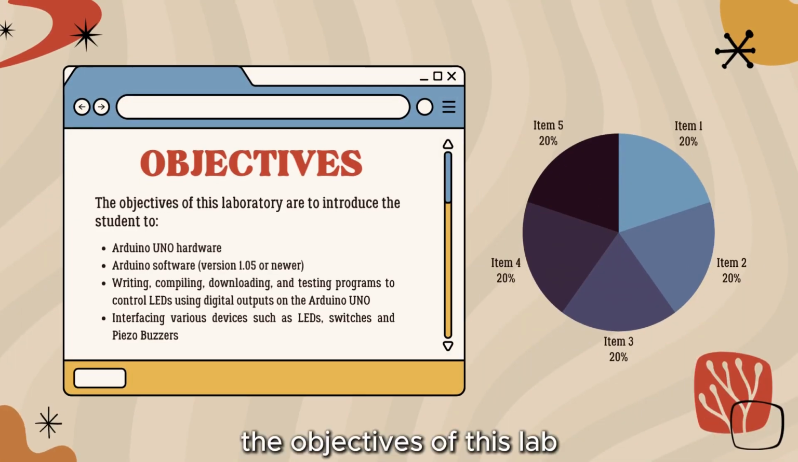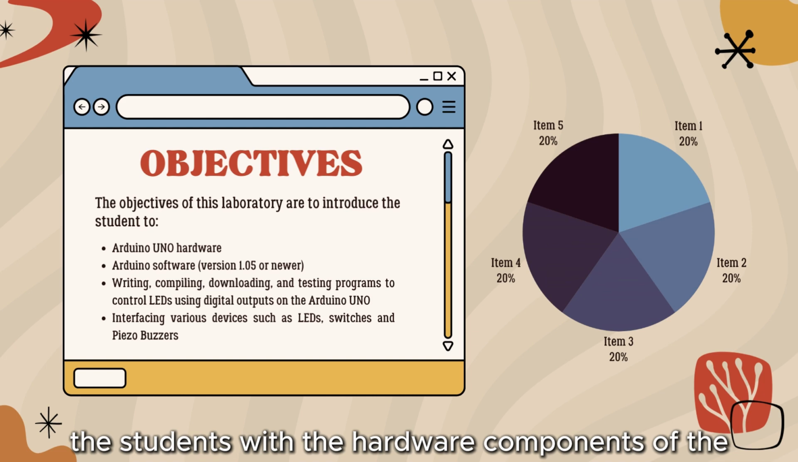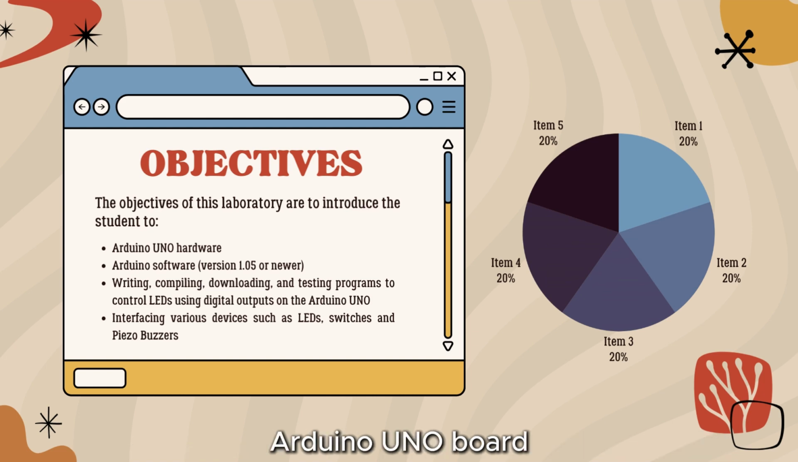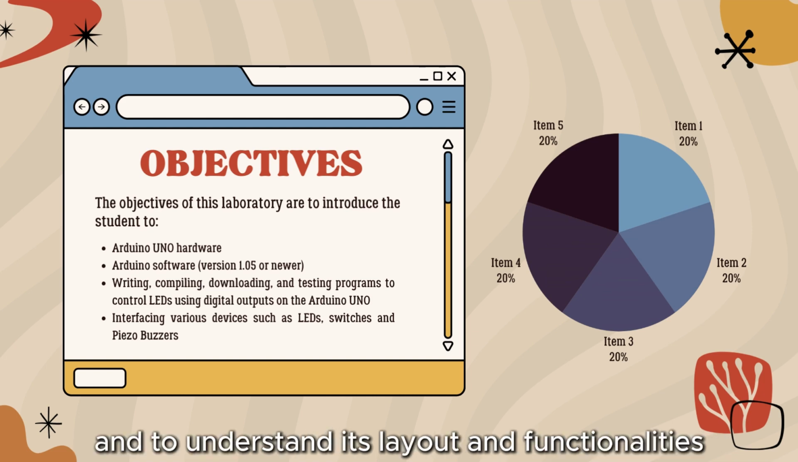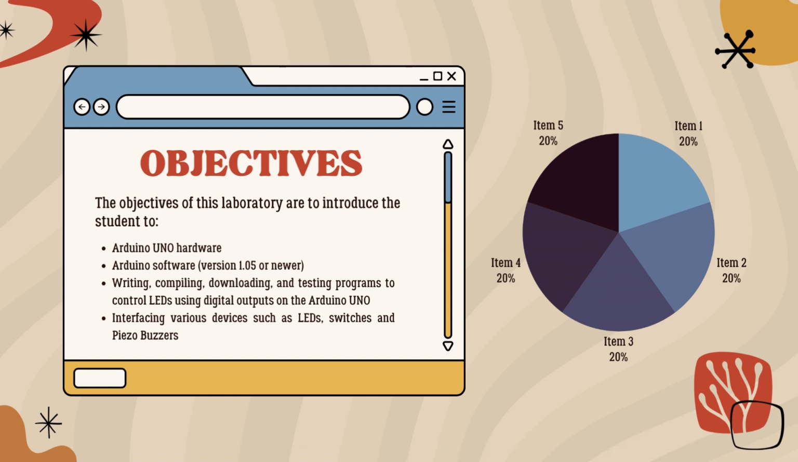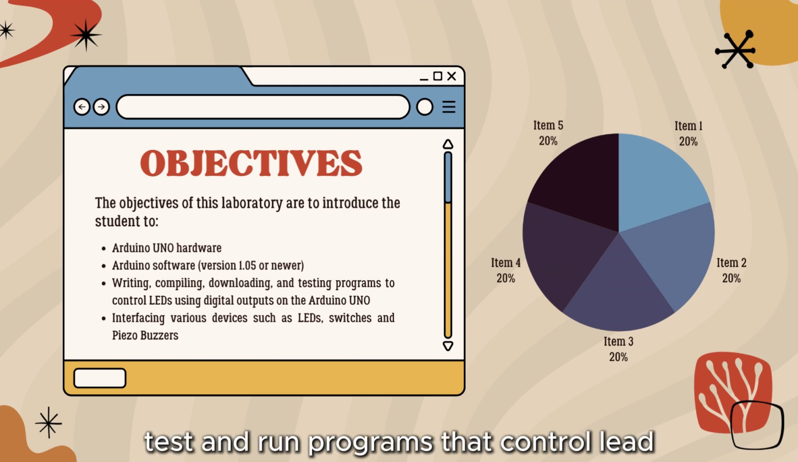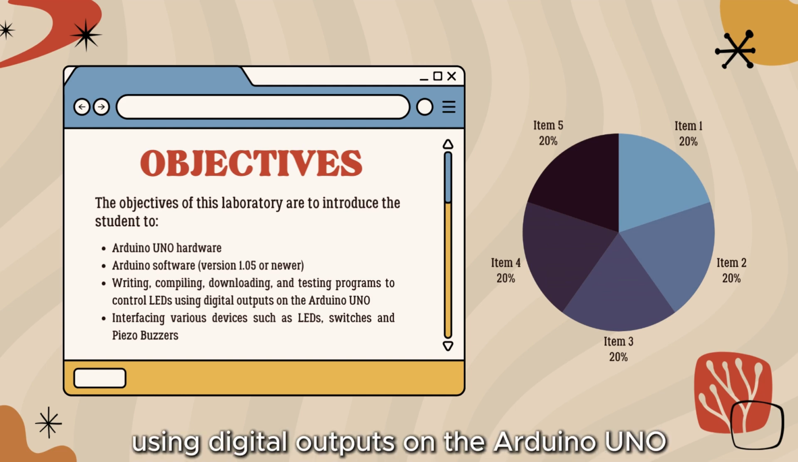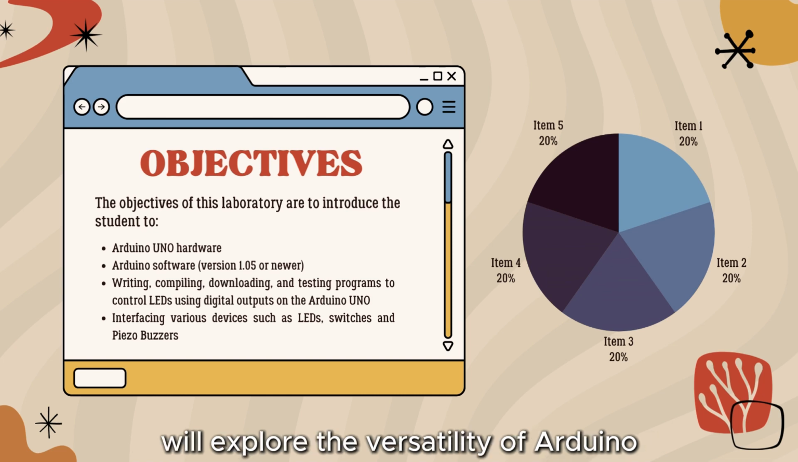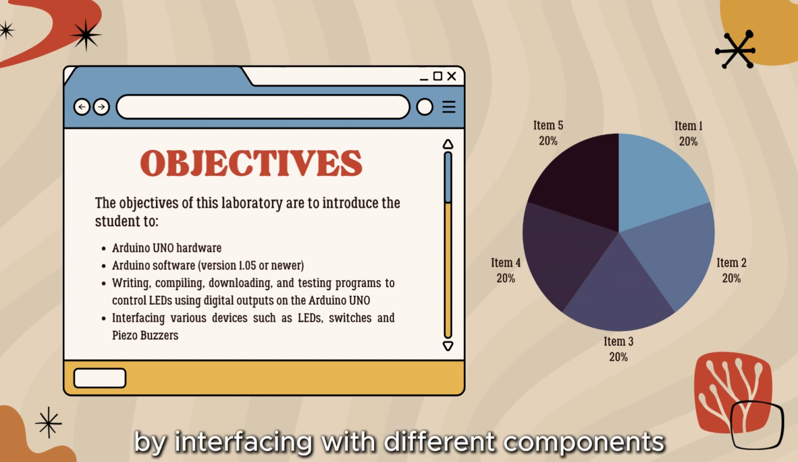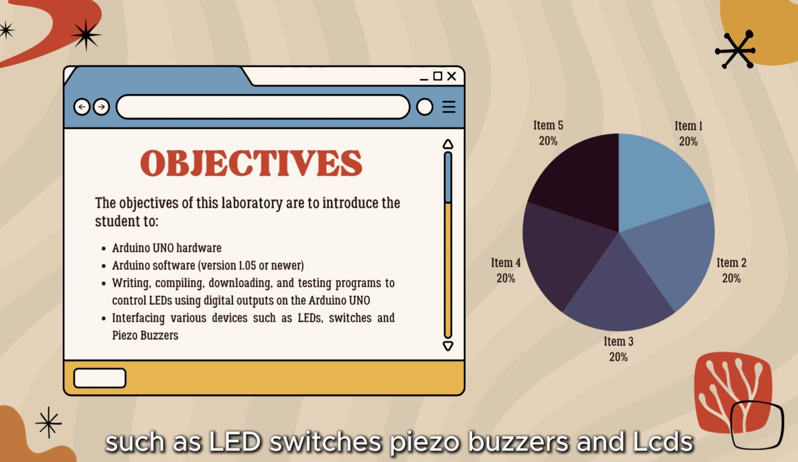The objectives of this lab are to familiarize the students with the hardware components of the Arduino Uno board and to understand its layout and functionalities. We'll use the Arduino software IDE version 1.05 or newer to write, test and run programs that control LED using digital outputs on the Arduino Uno. We'll explore the versatility of Arduino by interfacing with different components such as LED, switches, piezo buzzers, and LCDs.